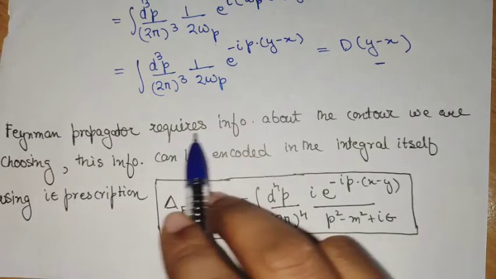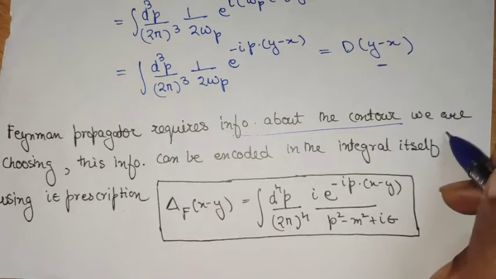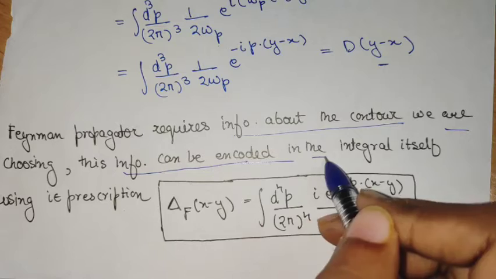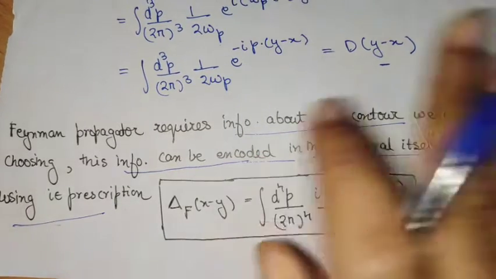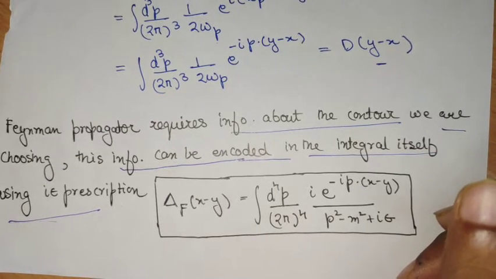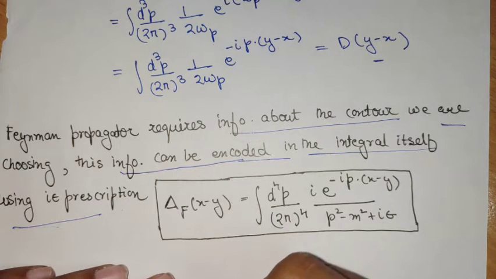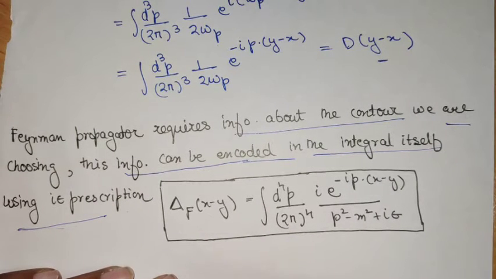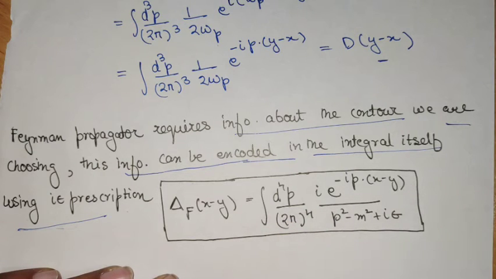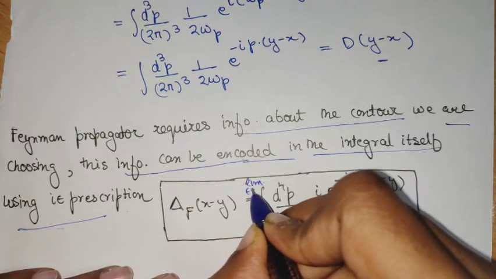So now you see, the Feynman propagator requires information about the contour we are choosing. But you see, this information can be nicely encoded inside the integral itself, so that we need not describe the contour at all. So this is the important point for the Feynman i epsilon prescription that we will see in the next video. What it says is that the Feynman propagator is enough to be explained by this particular integration with a limit epsilon tending to 0.